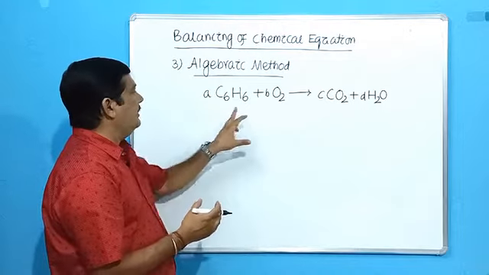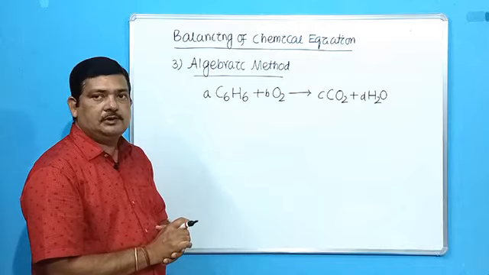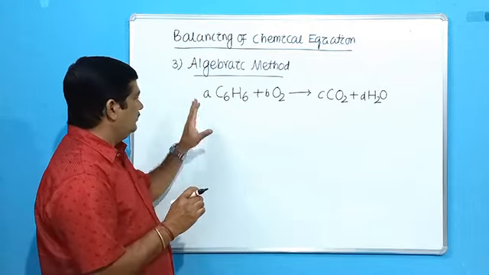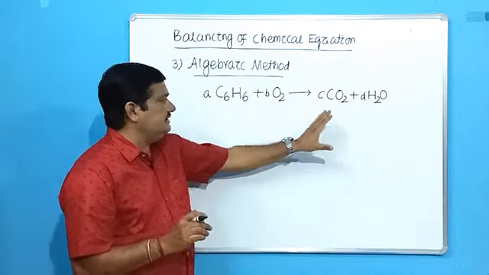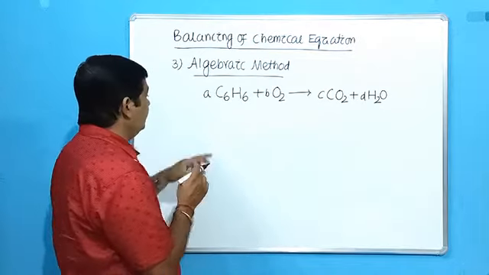Then next step, we will find out the values of A, B, C and D. Place them there, and the equation will be automatically balanced. So we have placed A here, B here, C here and D here. Now we'll find out the values of A, B, C, D.